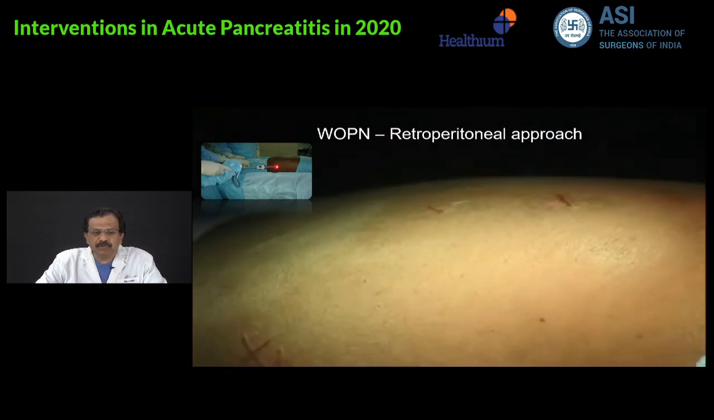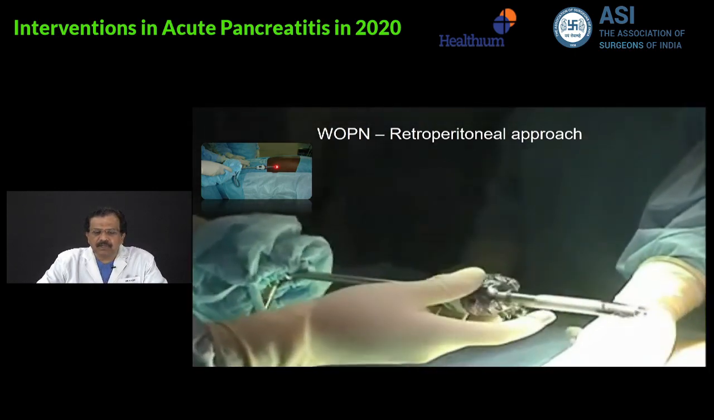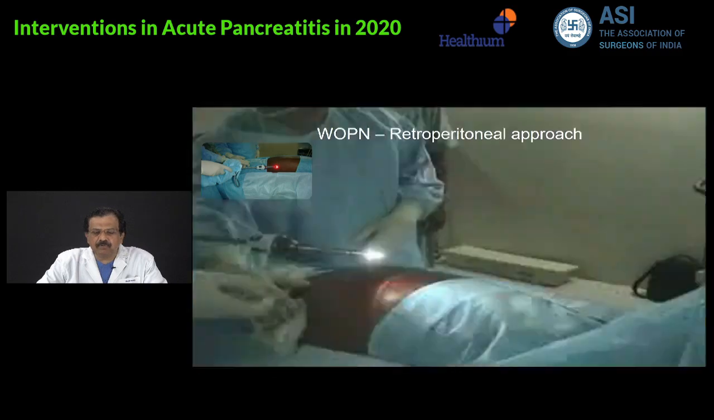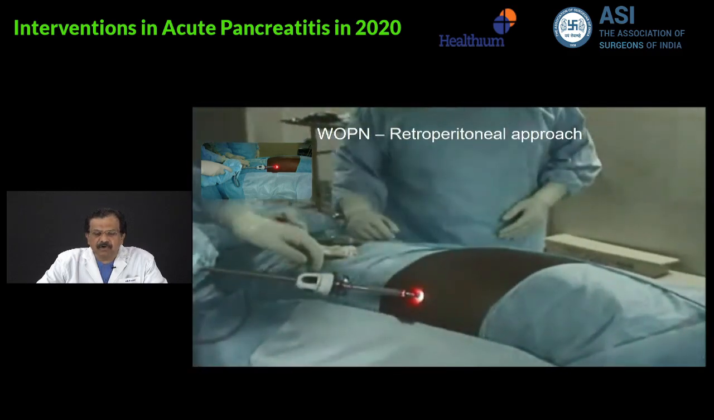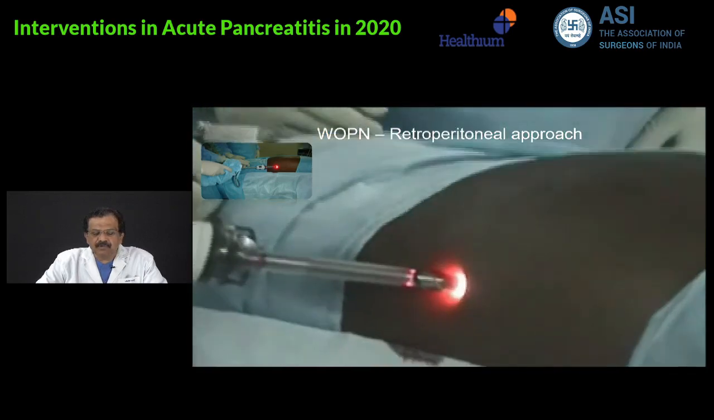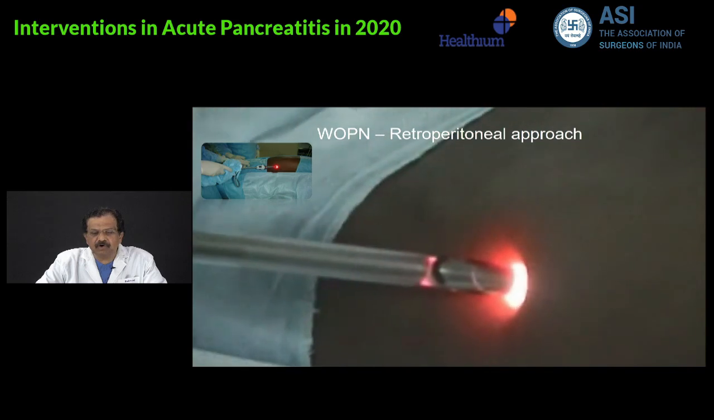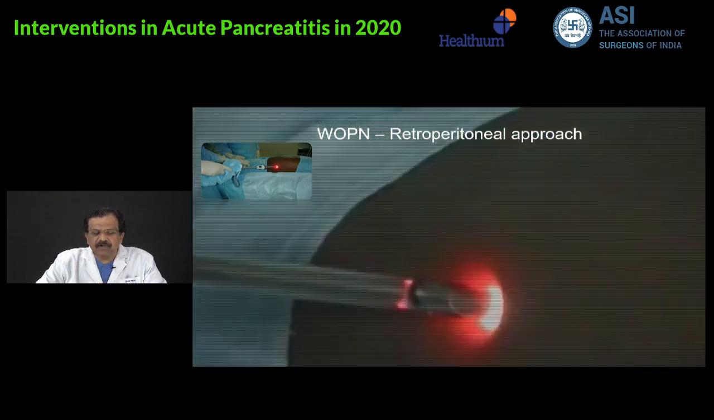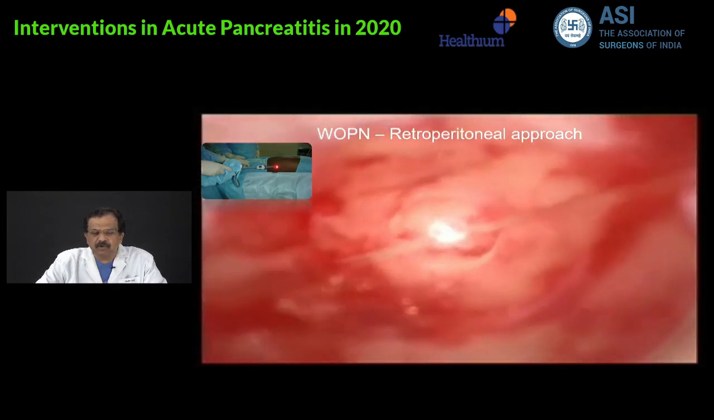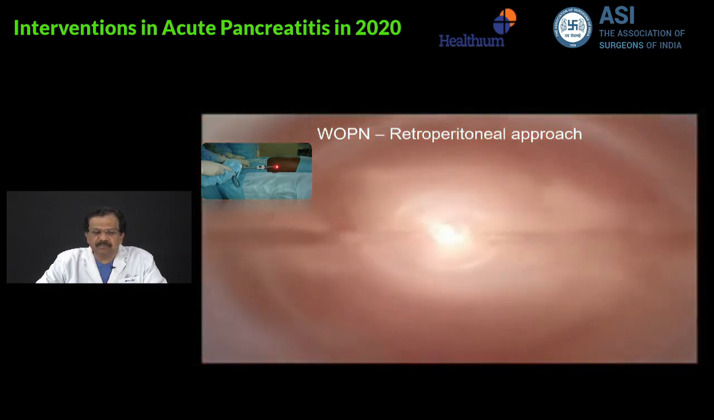Just to show you the wall of pancreatic necrosis undergoing a retroperitoneal approach, you can see this. We are using an OptiView trocar here. We have marked the wall of pancreatic necrosis using ultrasound initially, and you can see this. We are using this OptiView trocar to directly gain access into the wall of pancreatic necrosis in the window that is shown by the ultrasound or the CT. You can see this. It is something like what we use for trocars in bariatric practice.